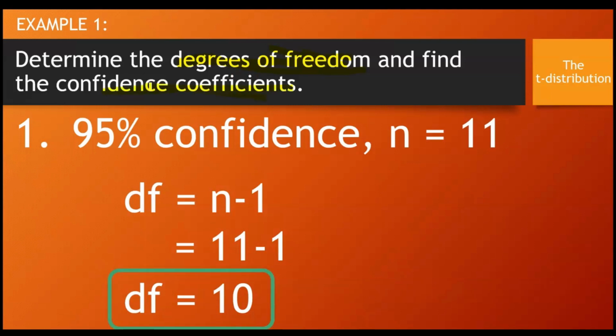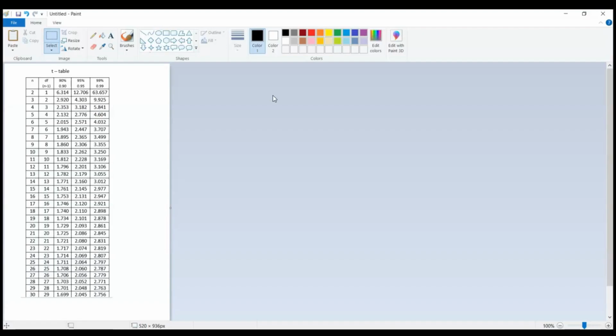Now, in finding the confidence coefficient, we need to make use of our t-table. Remember that our level of confidence is at 95% and our sample size n is equal to 11. First, let's find the level of confidence, which is 95%. 95% is located right around here. Next, the sample size n is equal to 11. So in the column of n, we find 11.